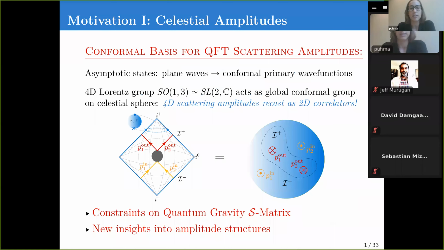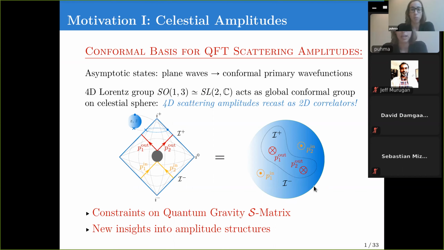Okay, so it turns out that there exists a conformal basis for quantum field theory scattering amplitudes. And this arises by replacing the asymptotic states, which we usually take to be plane waves, by so-called conformal primary wave functions. And that's possible because the four-dimensional Lorentz group, SO(1,3), or SL(2,C), acts as the global conformal group on the two-sphere at null infinity of asymptotically flat space, namely what's called the celestial sphere. And the consequence of this is that four-dimensional scattering amplitudes, depicted here for some massive scattering process, can be recast as two-dimensional conformal correlation functions where operators are inserted at the celestial sphere.